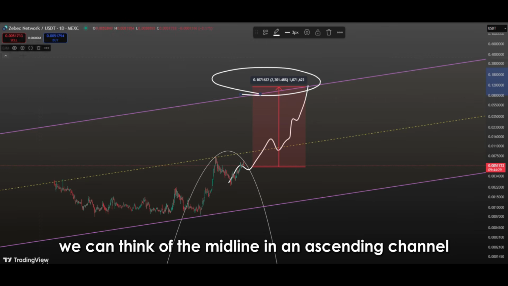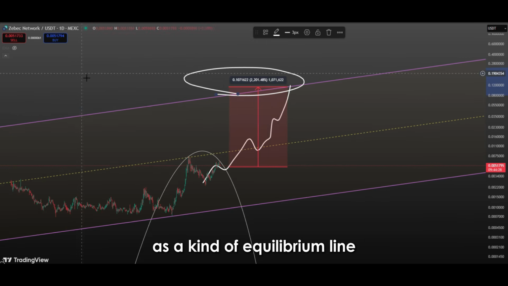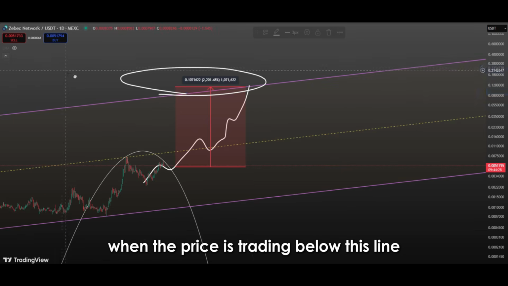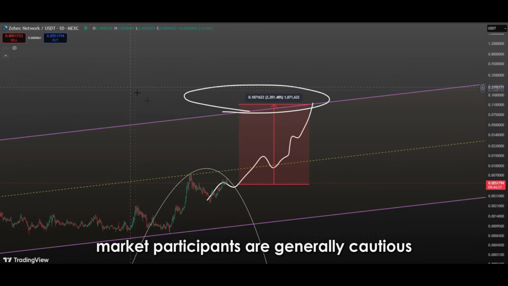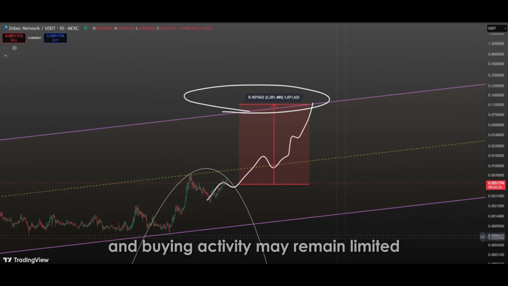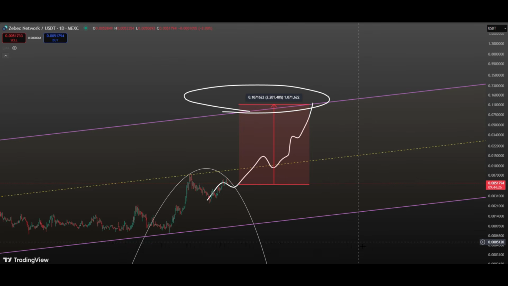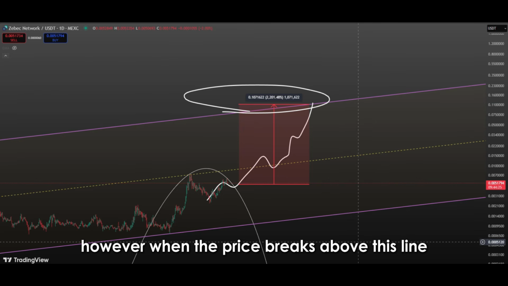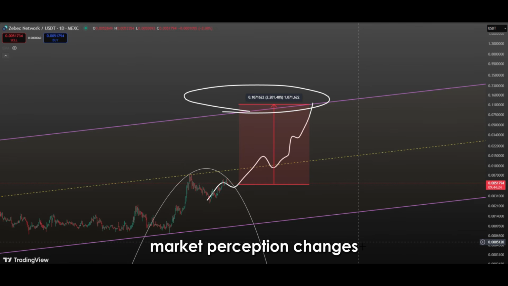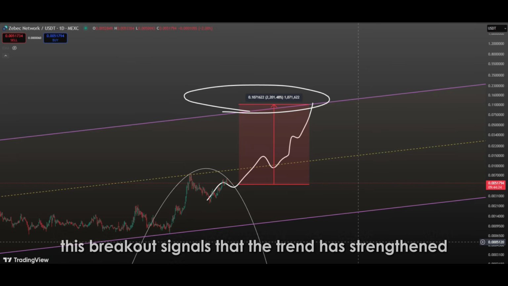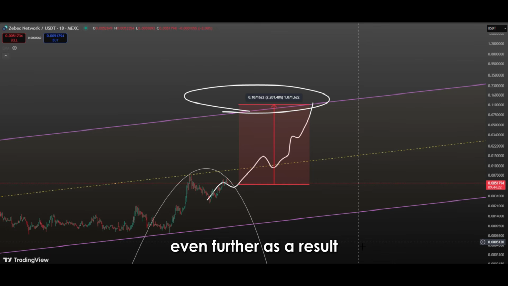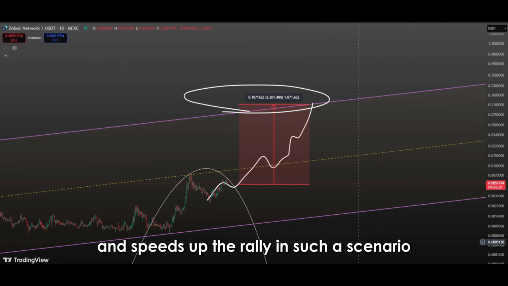We can think of the midline in an ascending channel as a kind of equilibrium line. When the price is trading below this line, market participants are generally cautious and buying activity may remain limited. However, when the price breaks above this line, market perception changes. For most traders, this breakout signals that the trend has strengthened even further. As a result, buyers become more aggressive while sellers start to retreat. This psychological shift allows the price to gain momentum and speeds up the rally.